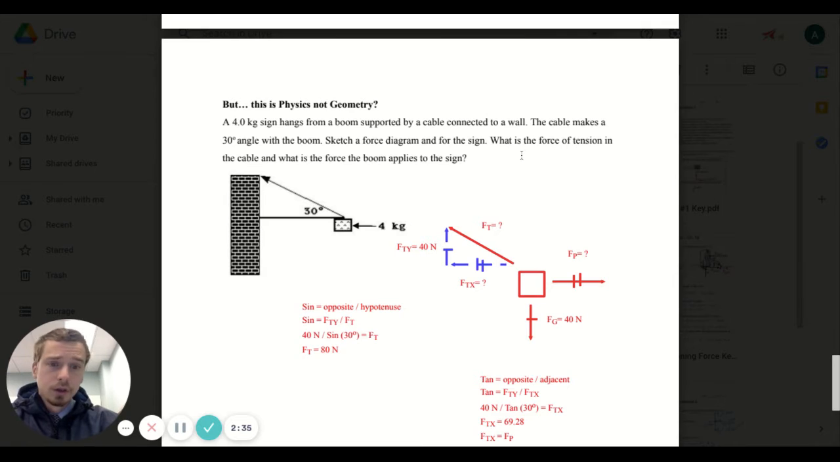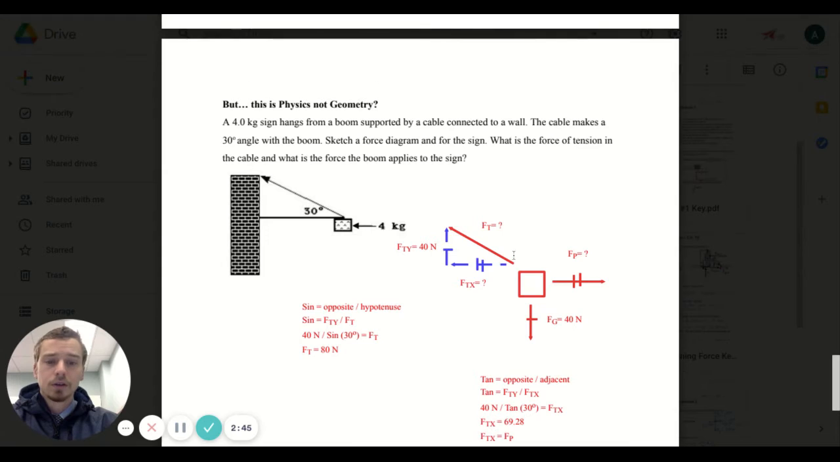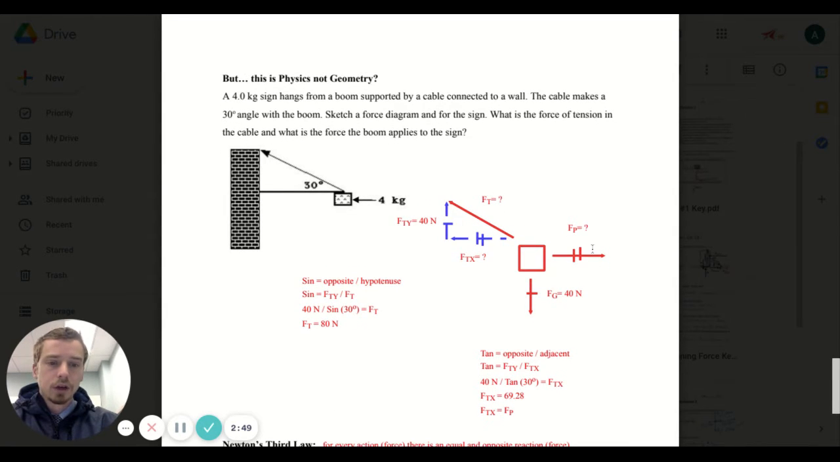So the question asks you, what is the force tension in the cable and what is the force the boom applies to the sign? So really we need to find our force tension pulling up, and we also need to find the force tension in the x direction, right? And then that will help us figure out how much force pushes going out against that.